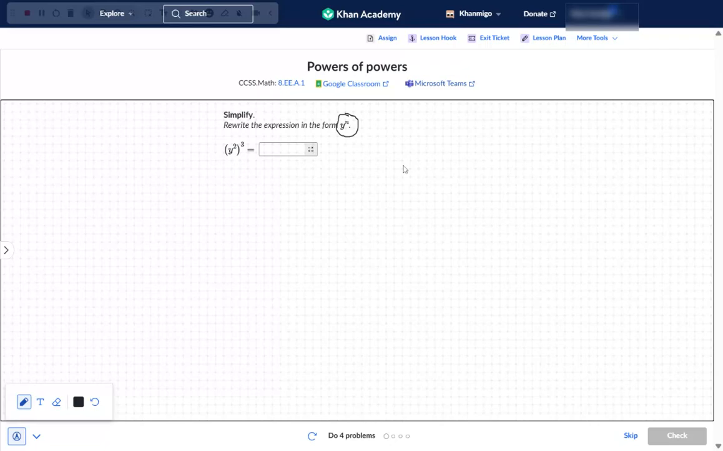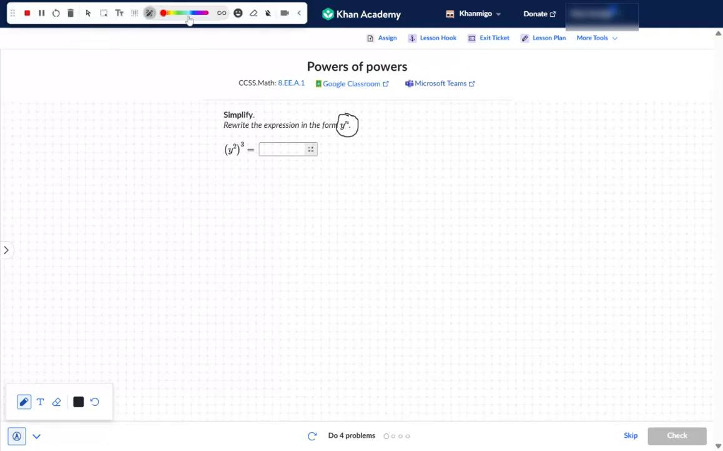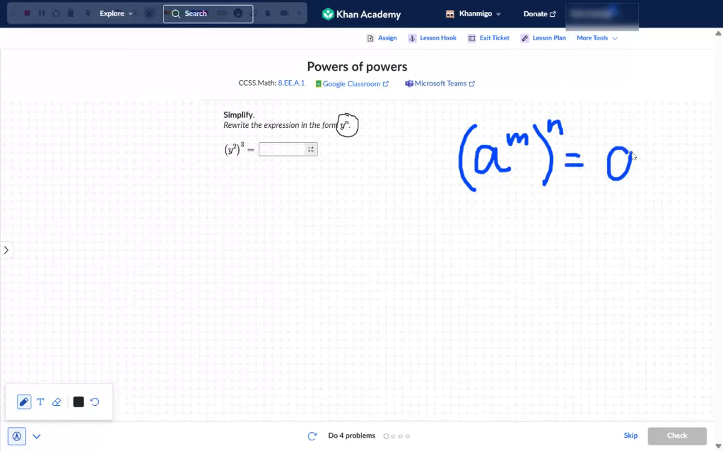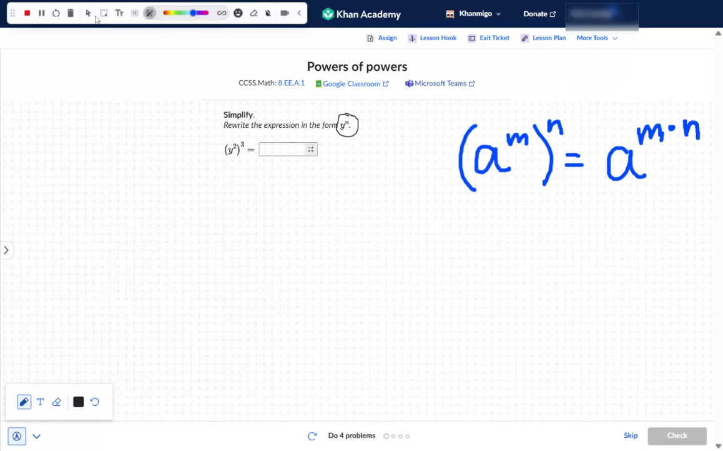In case we forgot from our notes, let me go ahead and get my draw tool here. Remember, it's a to the power of m to the power of another exponent, n. What do we do? We keep the base and we're going to multiply the exponents. Let's go ahead and see how that works.